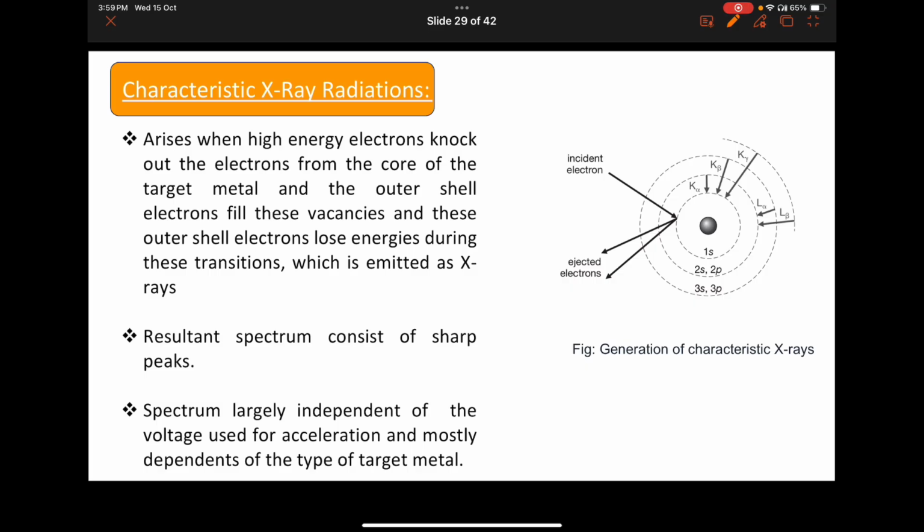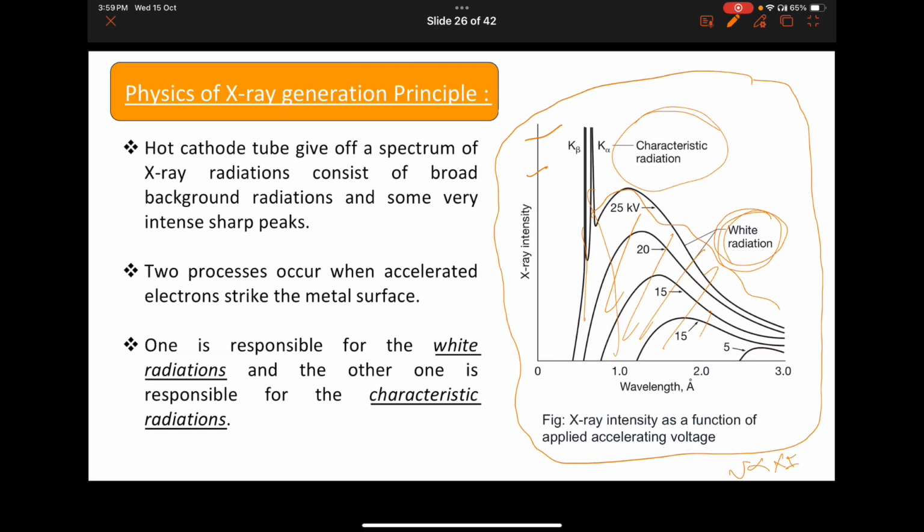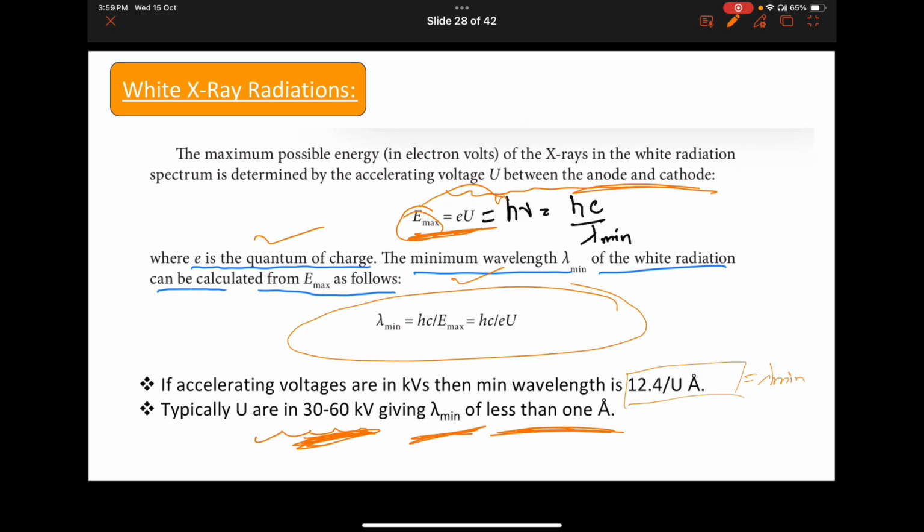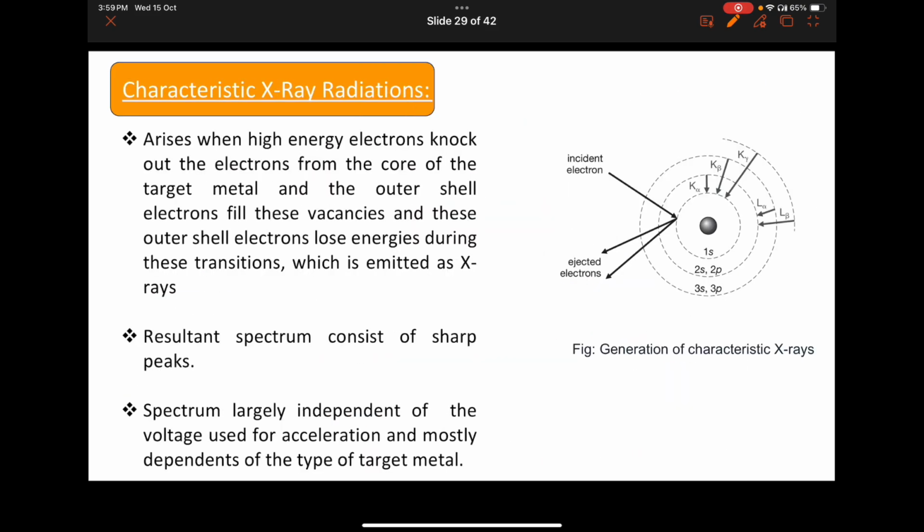Now, the second part of the X-ray spectrum is the characteristic radiation. As we can see in the earlier photograph, these are the characteristic radiation. So how do we get these? They are very peculiar kinds of X-rays. They arise when very high energy electrons knock out an electron from the innermost shell of an atom.